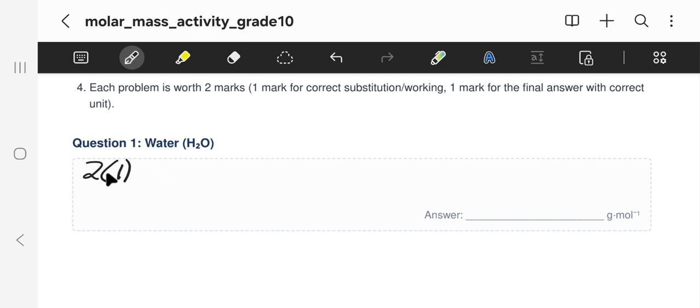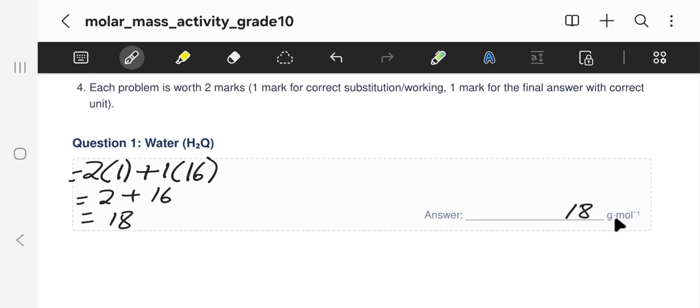Then I'm going to add, plus I have another atom, which is oxygen. How many atoms of oxygen do I have? I only have 1. Since there's no number here, it means I have 1 oxygen, and I'll multiply this 1 by the relative atomic mass of oxygen, which is 16, the number at the bottom of oxygen. When I add these together, I start by multiplying: 2 times 1 gives me 2, plus 1 times 16 gives me 16. Then 2 plus 16 gives me 18. So my answer is 18 grams per mole.